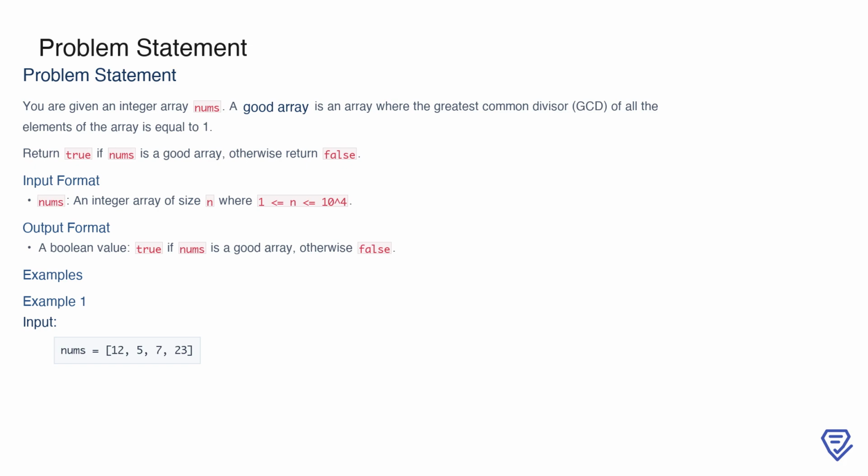The input is an integer array, nums, where its size can range from 1 to 10,000. Each element in the array can be as large as 1 billion. Our output is a single Boolean value indicating whether the array meets the conditions of a good array. Let's look at some examples to clarify the concept further.